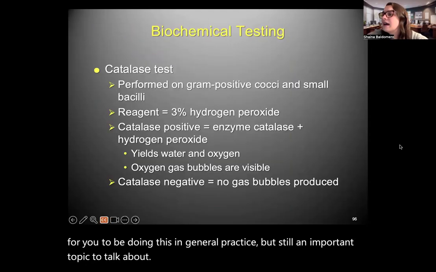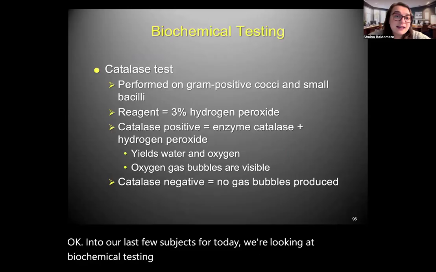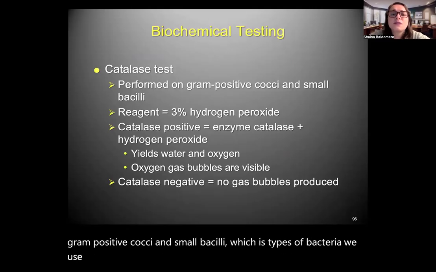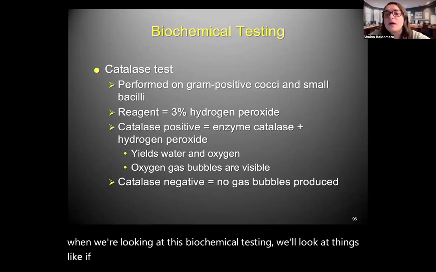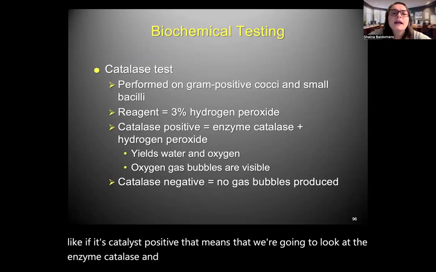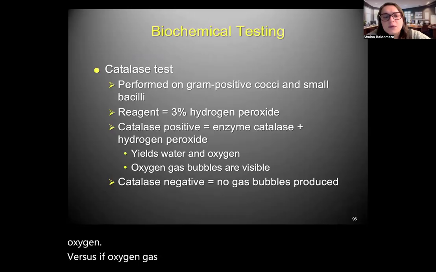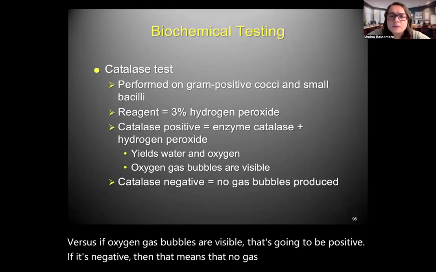Okay, into our last few subjects for today, we're looking at biochemical testing, such as catalase tests. These are performed on gram-positive cocci and small bacilli, which are types of bacteria. We use a reagent that's 3% hydrogen peroxide. If it's catalase positive, the enzyme catalase breaks down hydrogen peroxide, yielding water and oxygen, so oxygen gas bubbles are visible. If it's negative, no gas bubbles are produced.